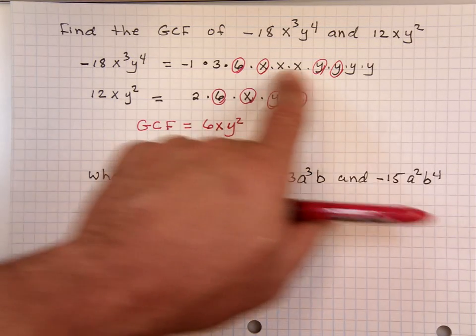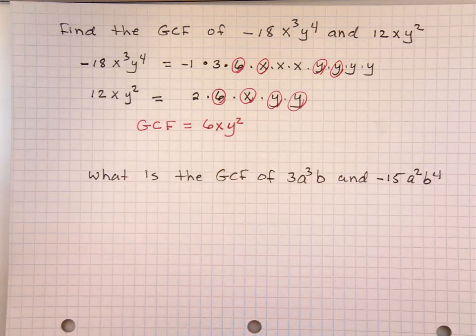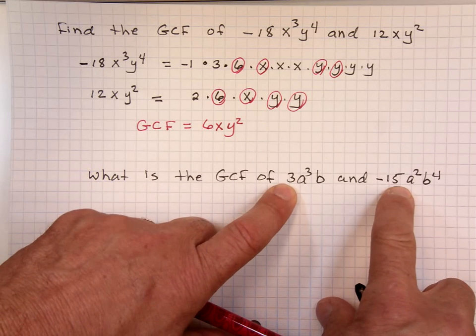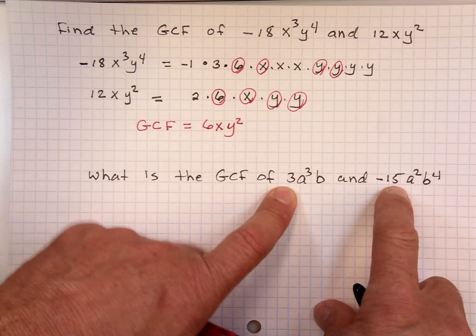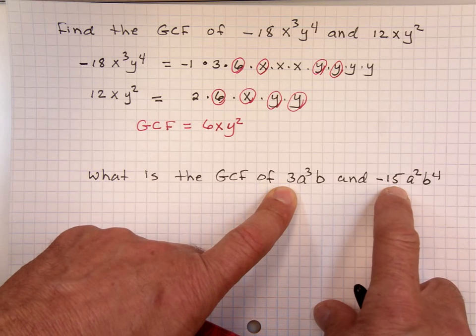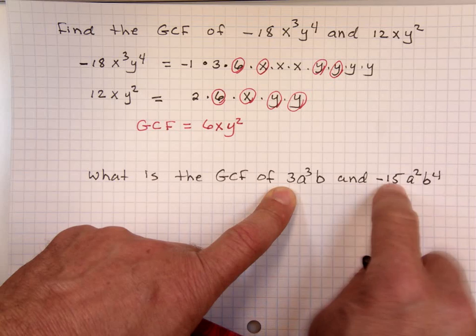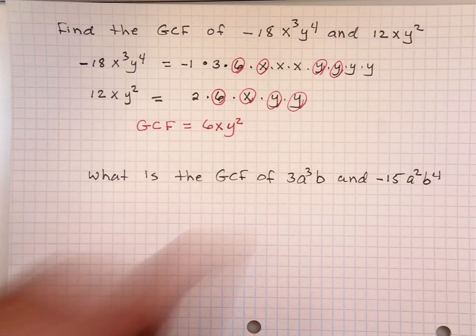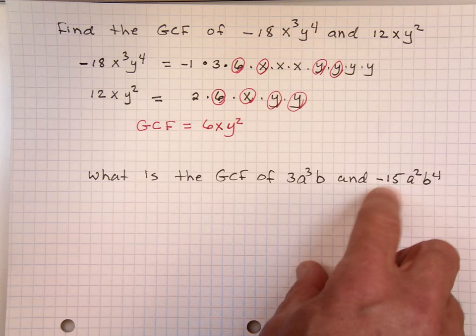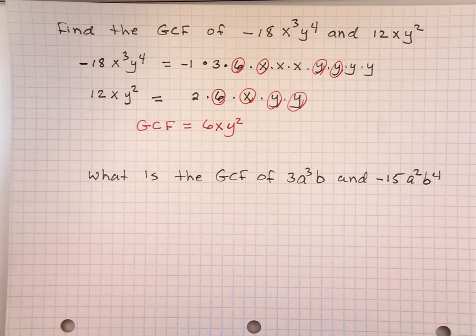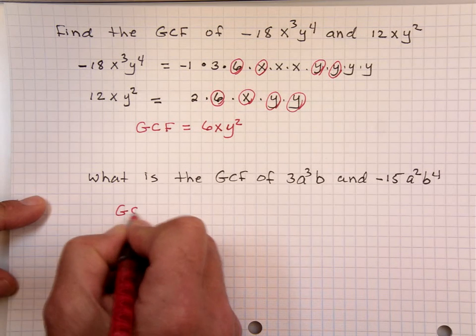Now what I will do, instead of breaking it down to every single individual factor, I might look at the numbers, the 3 and the 15. What is the largest number? Don't worry about the minus. 3 and 15. What is the largest number that I can divide this and this by? The answer to that is 3. I can divide the 3 by 3, and I can divide the 15 by 3. So my greatest common factor is going to be 3.